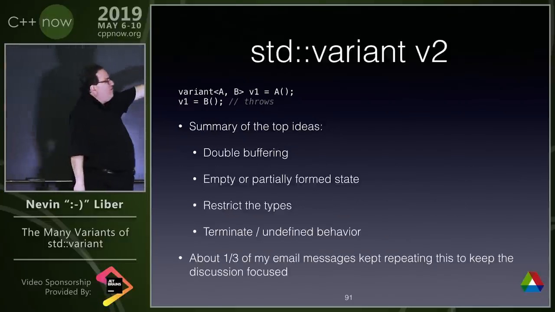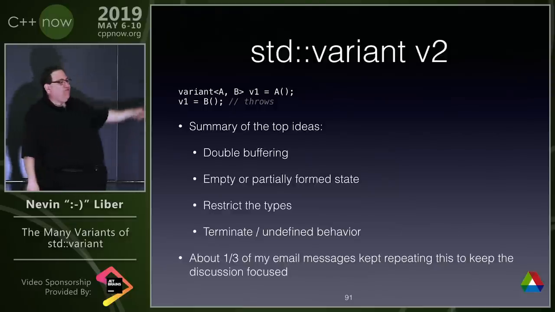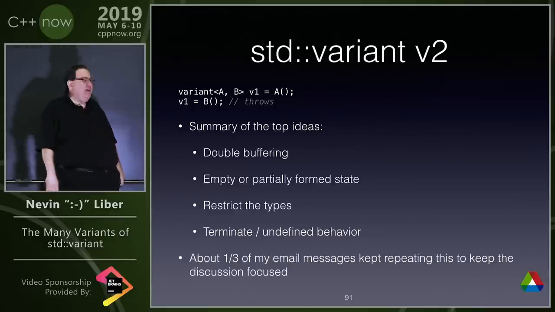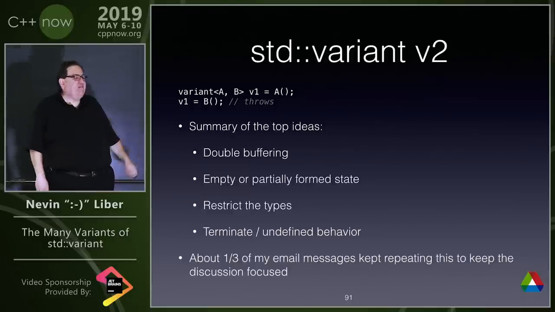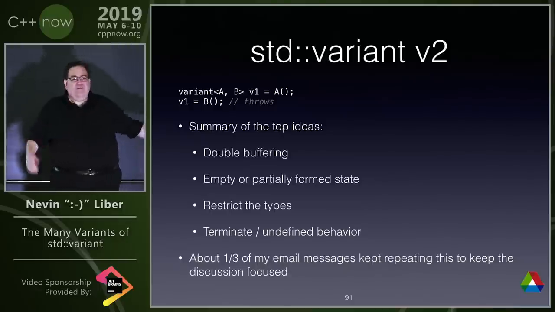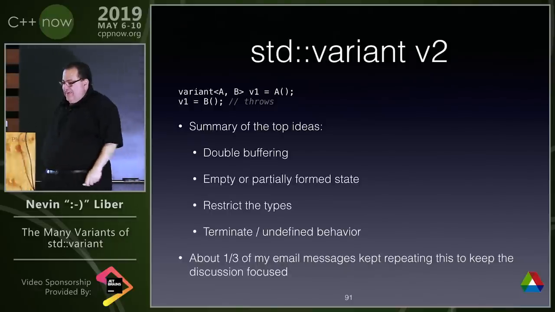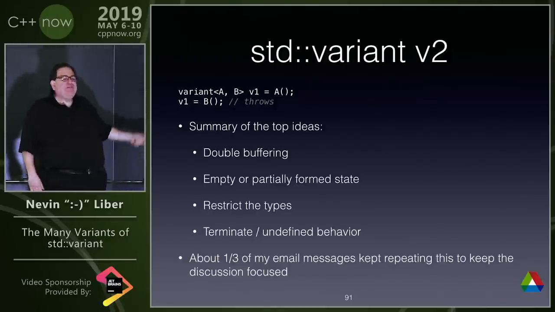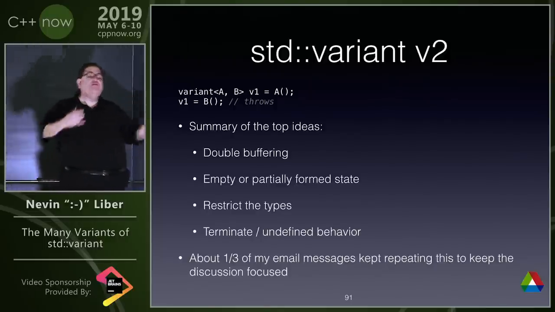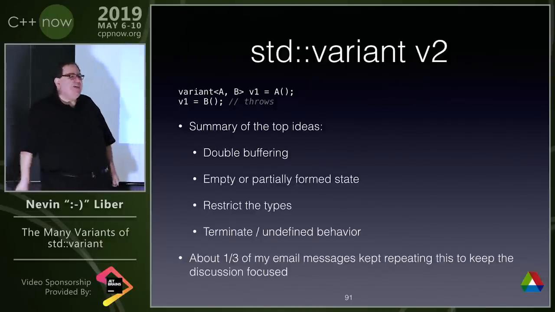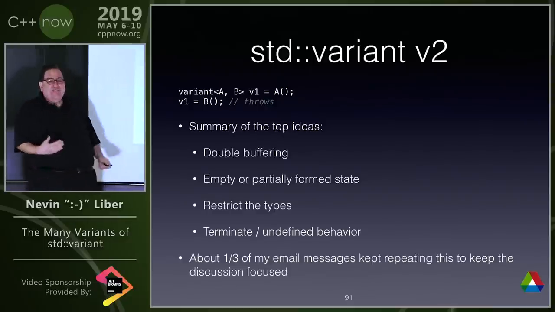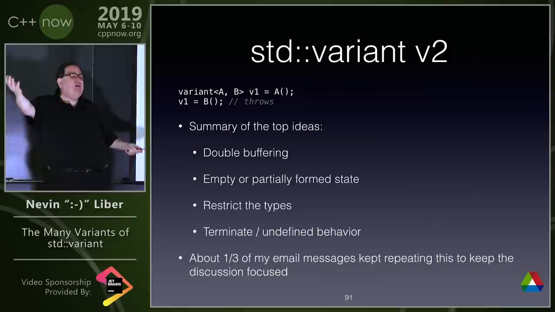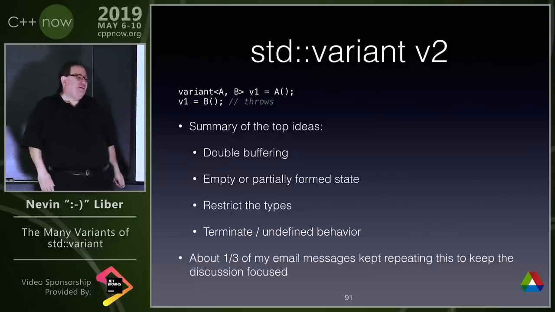So roughly, these are the four that people narrowed in on. Either we do double buffering, we have some kind of empty state, we restrict the types, or we terminate or undefined behavior. And I kept repeating this, and people would say, I don't like double buffering. It's like, what do you want? It's really hard to get people to commit, because again, it's a bunch of really smart people, right? We can reason about it if you say, here's how I want this case to work.